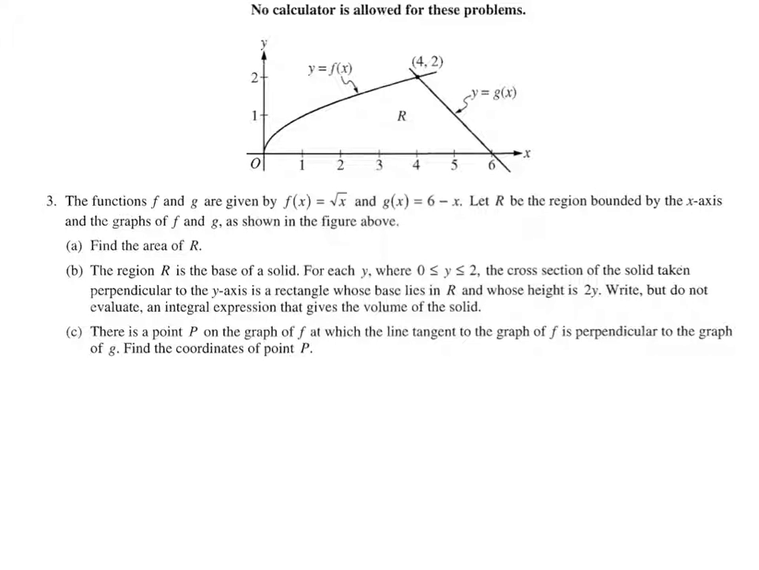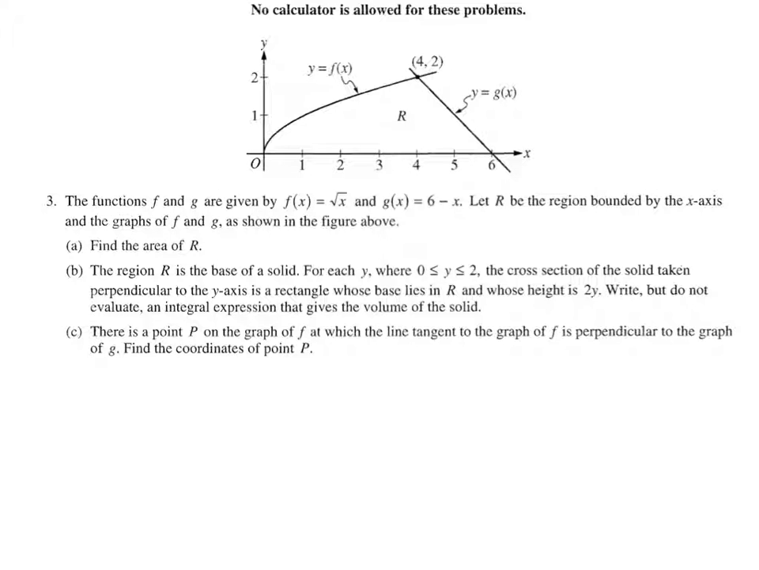Now in part B, this one is going to look very familiar to you because we're taking a region. That region, the base of the solid is in this. We're not doing a rotation. It is just that the cross-sectional faces, when I slice this perpendicular to the y-axis, is a rectangle whose base lies in R and whose height is 2y. Right, but do not evaluate an integral expression to give the volume of that solid.